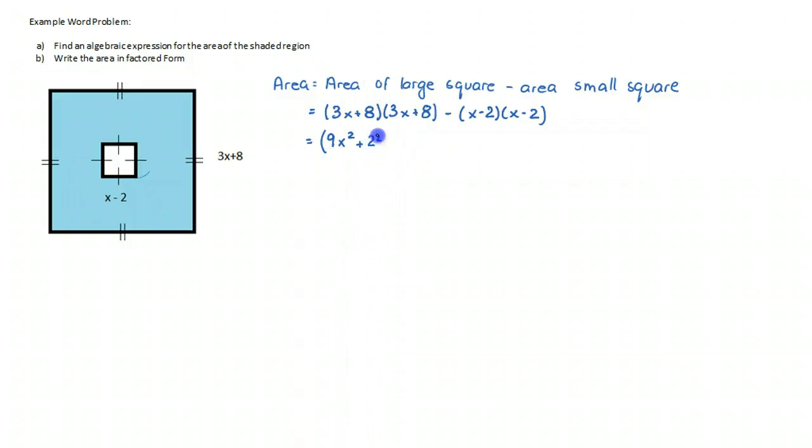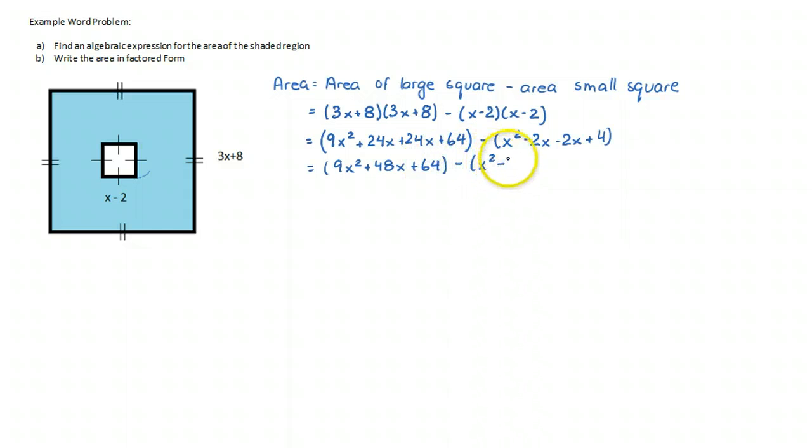So plus 24x, plus 24x, plus 64, close my bracket, minus, open my bracket, x², minus 2x, plus 4. And now, of course, I'm going to group my like terms. So 9x² plus 48x plus 64 minus (x² minus 4x plus 4).